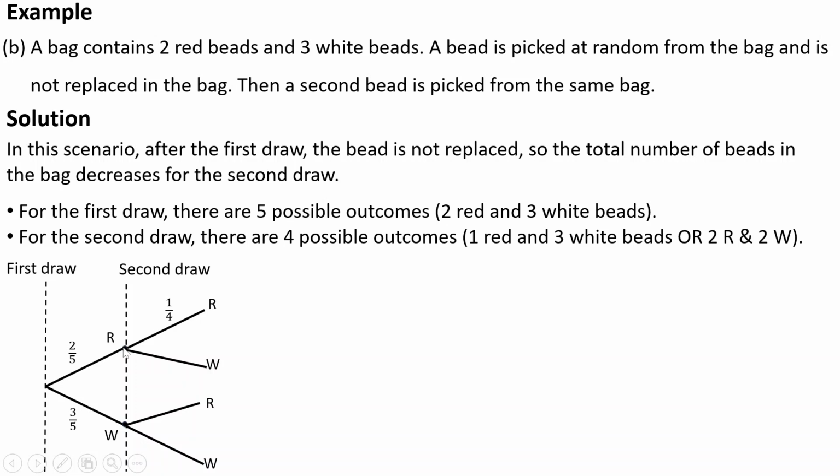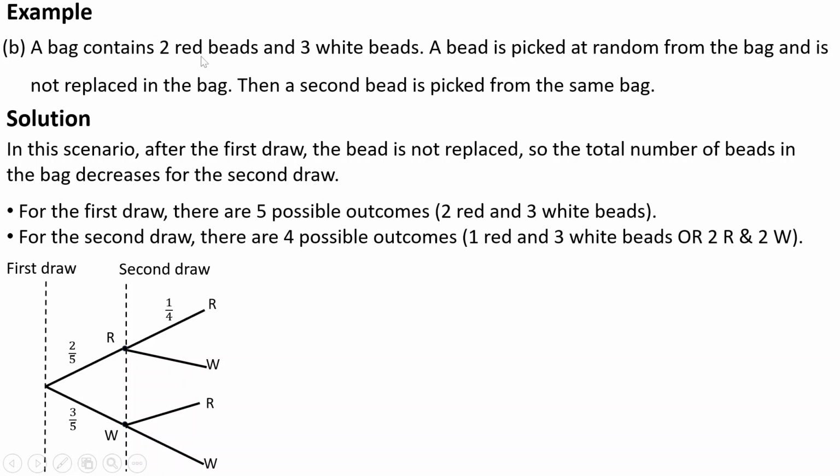Now here on the white bead, it will remain the same. Since we are on the branch for red, if the first bead which was picked was red and not replaced, then it does not affect the number of white beads. So the number of white beads still remains 3. However, the total number of beads has reduced also to what? To 4.